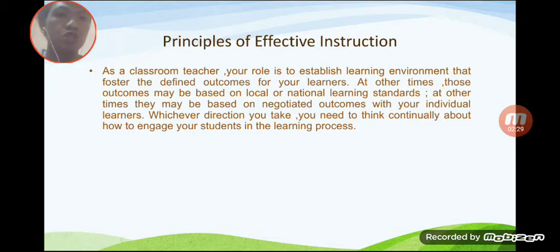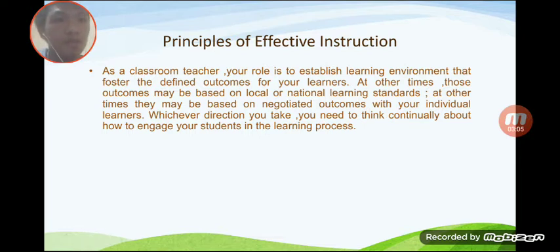Principle of effective instruction. As a classroom teacher, your role is to establish a learning environment that fosters the defined outcomes for your learners. At times, those outcomes may be based on local or national learning standards. At other times, they may be based on negotiated outcomes with your individual learners. Whichever direction you take, you need to think continually about how to engage your students in the learning process. So, the meaning is already there.